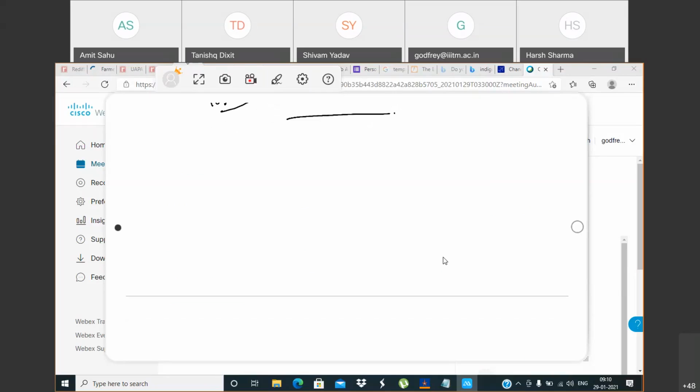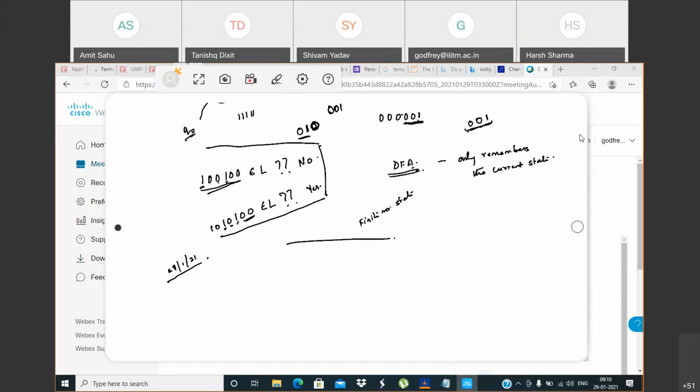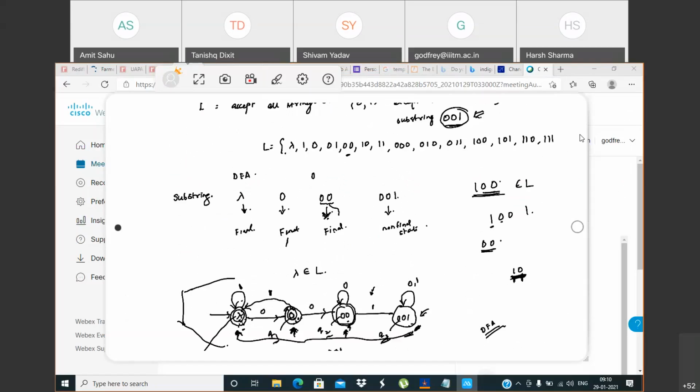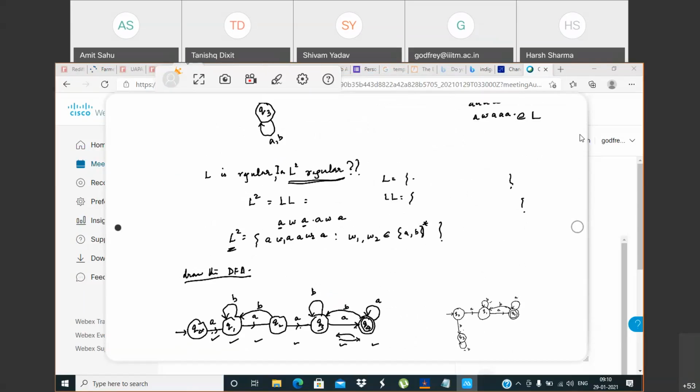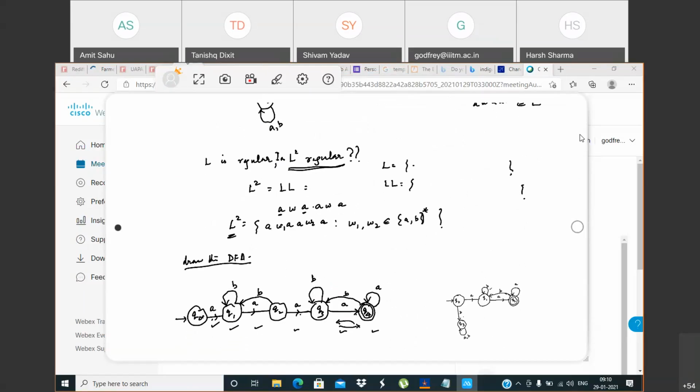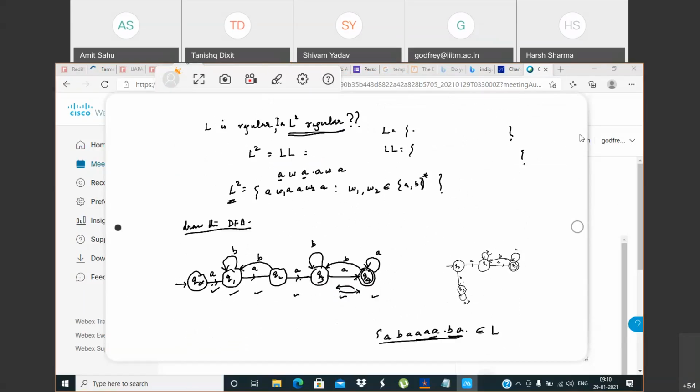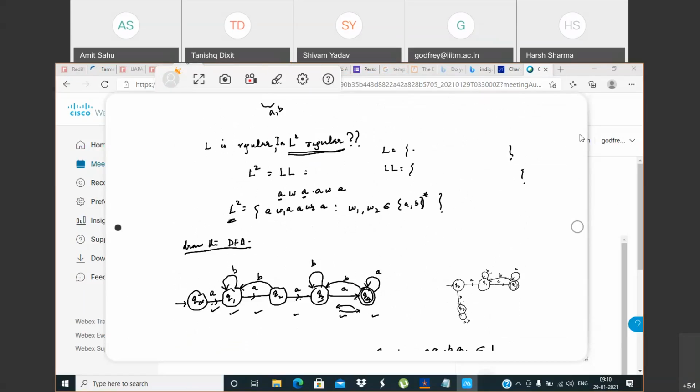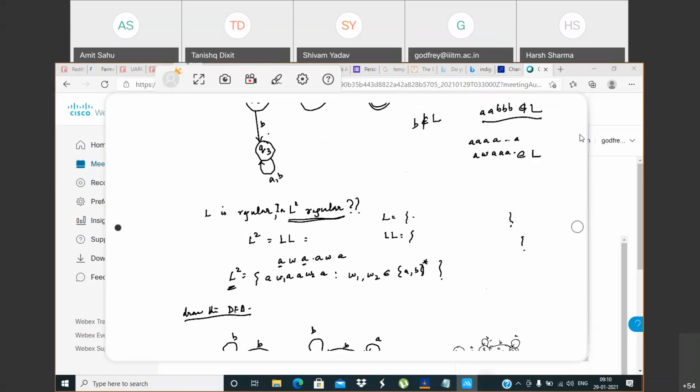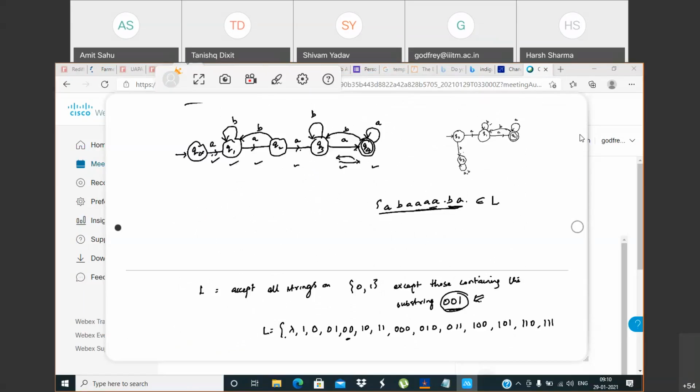So, good morning, students. We will continue on the topic of regular languages. In yesterday's class, we looked at how to draw the transition diagram, I mean, the automaton with respect to some of the regular language definitions.